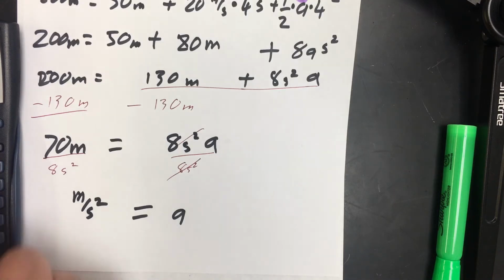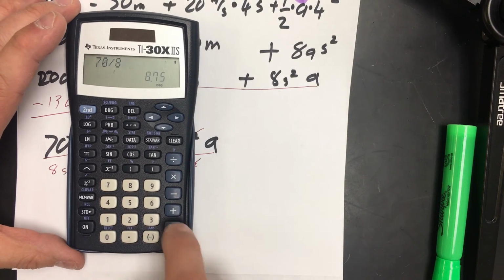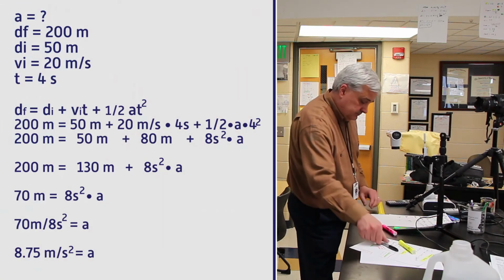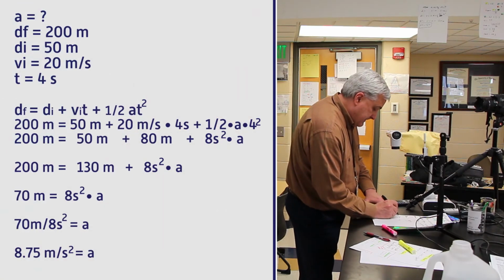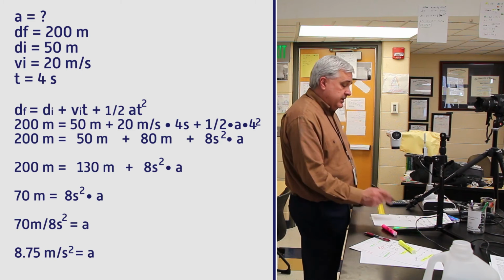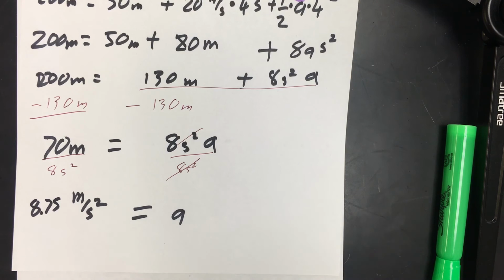70 divided by 8 equals 8.75. 8.75 meters per second squared is a. All right. That's how you go through the algebra to solve this.